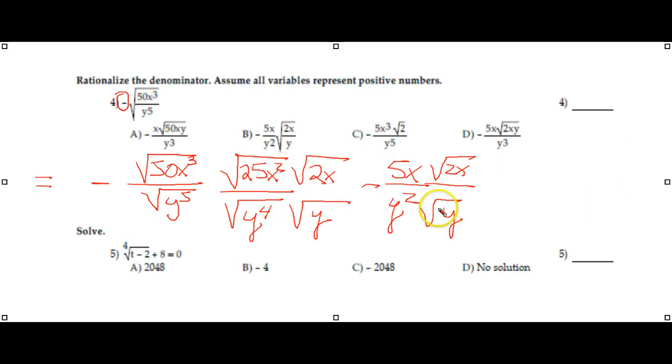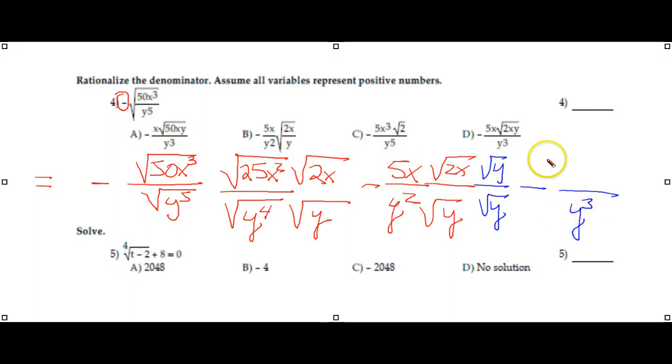Now, to rationalize it, I have to multiply this by 1 in the form of the square root of y over the square root of y. This is a 1. But now I get the square root of y times the square root of y is the square root of y squared. Remember, all this is still a negative. So this comes out of here. The square root of y squared is y, and that makes this y to the 3rd then. So I have rationalized that denominator.